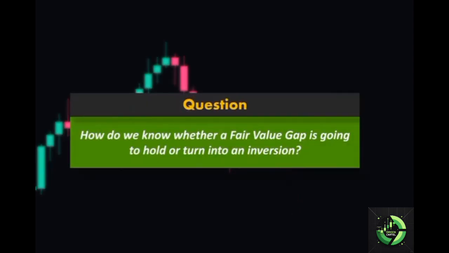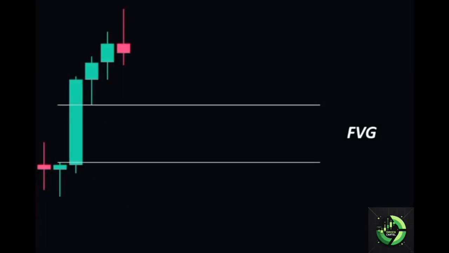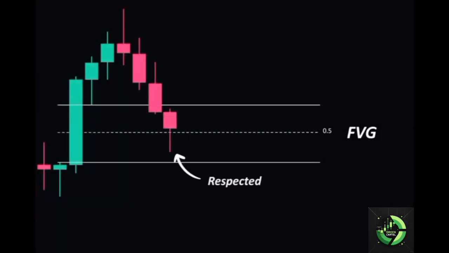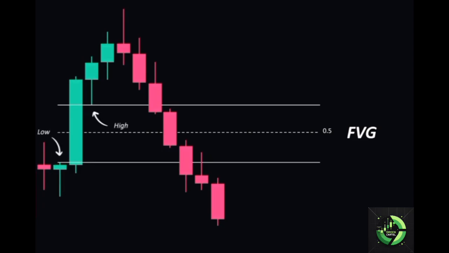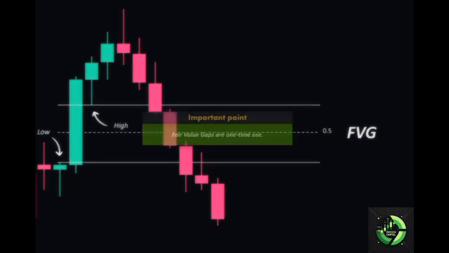Now, how do we know whether a fair value gap is going to hold or turn into an inversion? What we want to see when trading fair value gaps is price coming in and respecting the midpoint area, and then we anticipate a move higher. If instead, price comes in and violates this area, then we can anticipate price moving lower, closing below the fair value gap and creating an inversion. You can mark the midpoint by applying the retracement tool from this low to this high and using the 50% level.